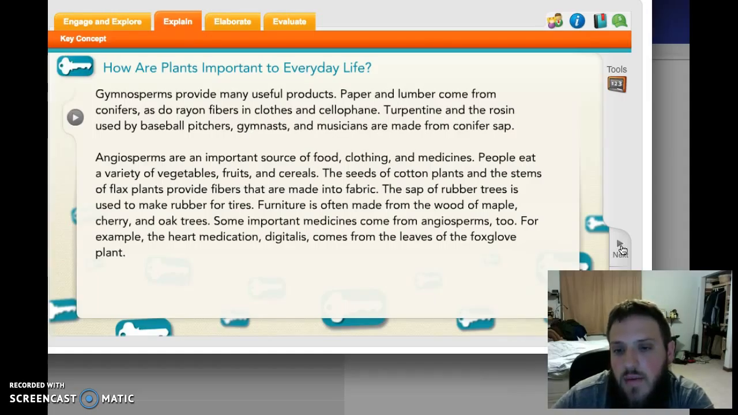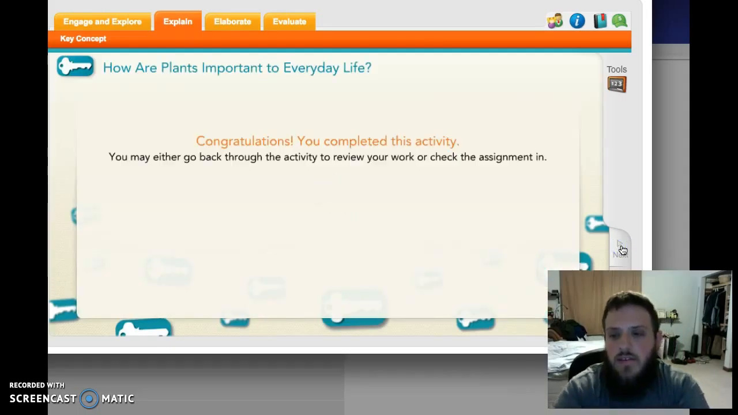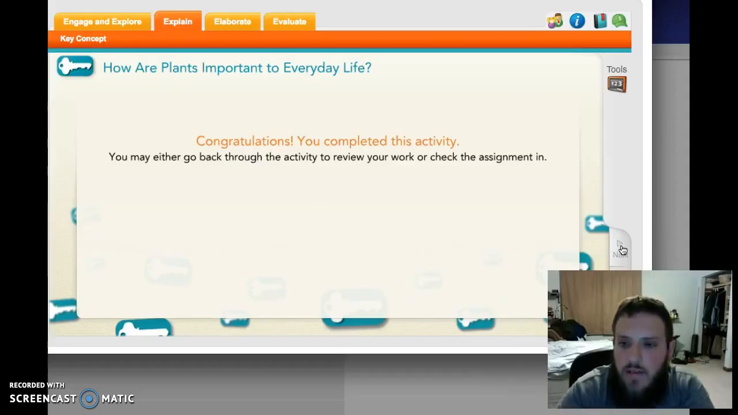Medicine. We get a lot of medicine from angiosperms. Heart medication comes from the foxglove plant. There are also a number of poisons that are made from this that we use as medicine as well in limited doses, which is something we'll talk about, I'm sure. So that is what we have as far as the uses of plants.